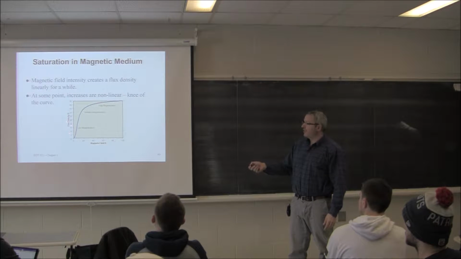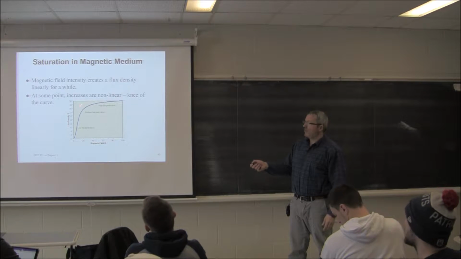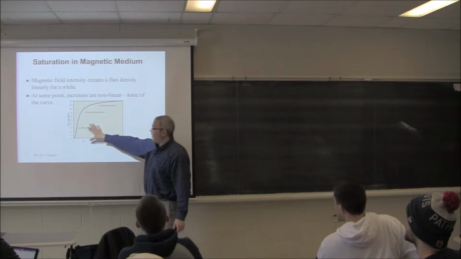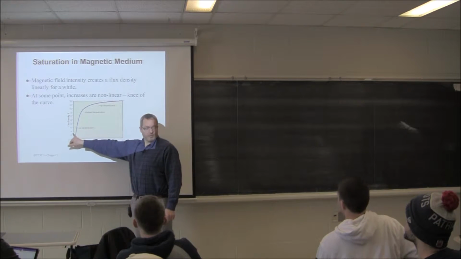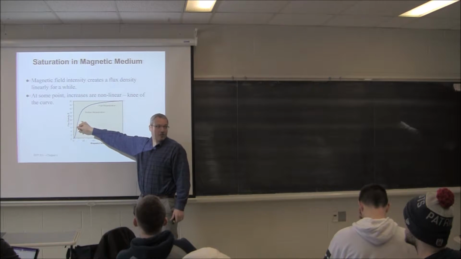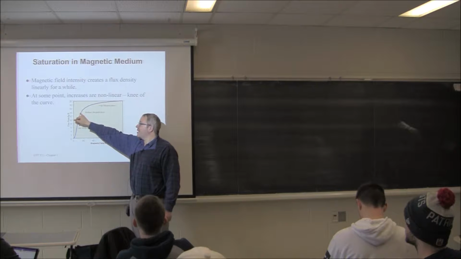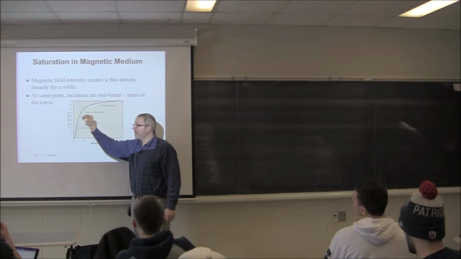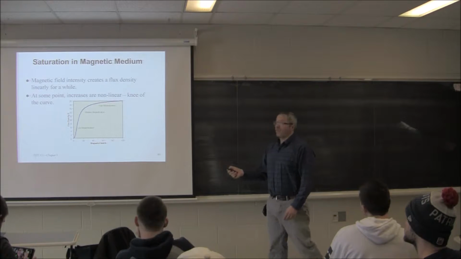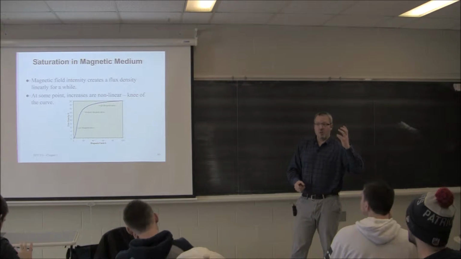So it has a linear region. We have this knee point here, and then another linear region, which basically says I can put very little magnetic field here, and my flux density goes up pretty high, pretty quickly. Once I start getting to this point, this knee point, it becomes non-linear. So now I have to start driving a lot more magnetic field to get flux density, because I've got so many of the north and south poles.